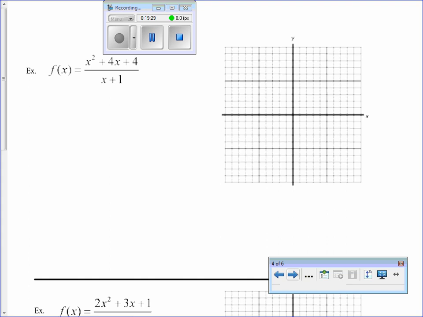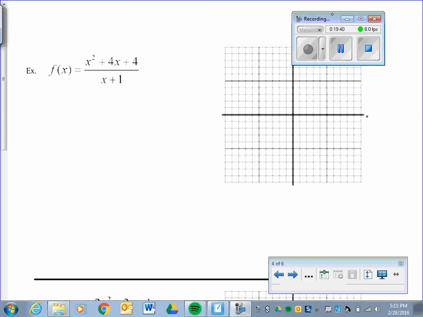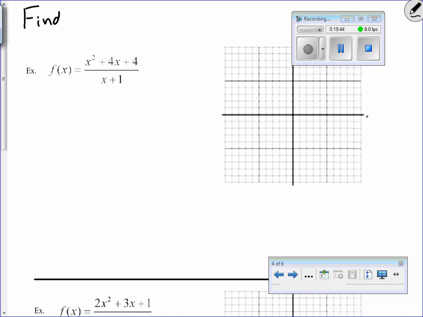Okay, so this next little section is going to cover how to find slant asymptotes, or you might hear them called oblique asymptotes. So, finding slant or oblique asymptotes.